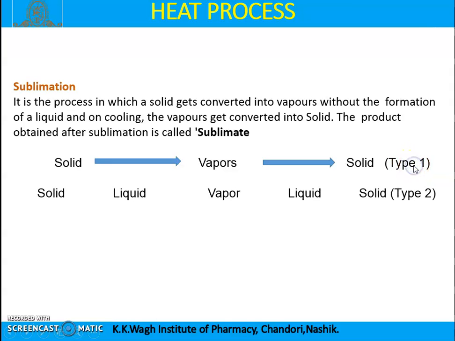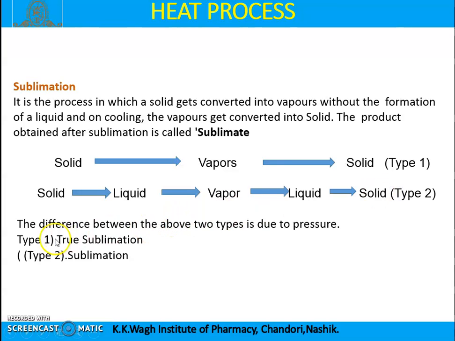Then the next one, in this a solid gets converted into liquid, then the liquid is converted into vapors. Again these vapors are converted into liquids, and these liquids are finally converted into solid. This is the type 2 sublimation process. The difference between the above two processes, that means type 1 where true sublimate is formed, and type 2, is due to the pressure difference.